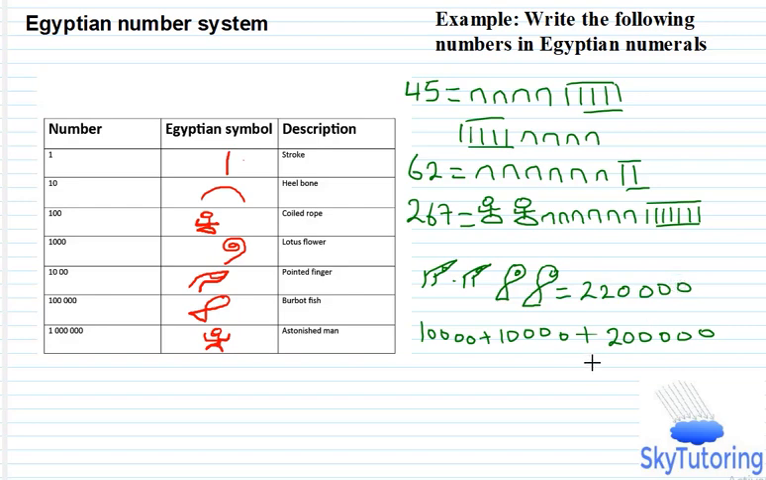So this is basically how the Egyptian system works. In our next video, we will be looking at the Roman numeral.